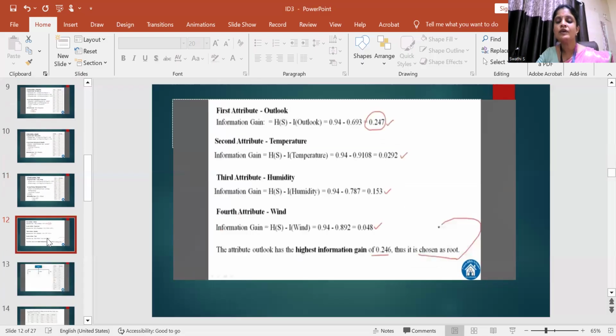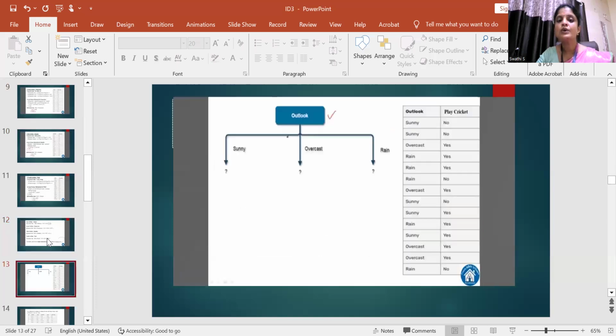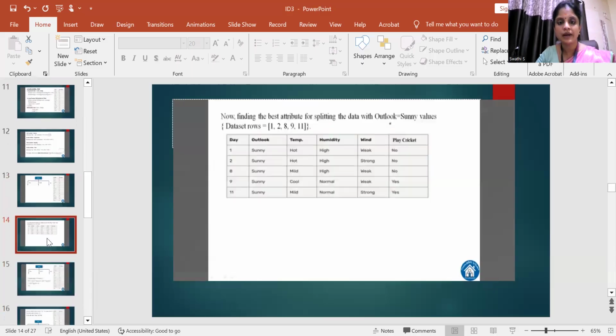So now we have to compare the information gain for all the 4 attributes. So here we have the highest information gain in the outlook attribute. So I want to consider the parent node based on the information gain value. So the outlook will be placed in the parent root node. So the categories of outlook are sunny, overcast and rain.